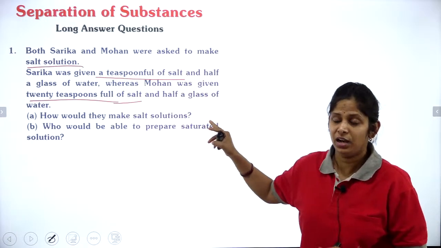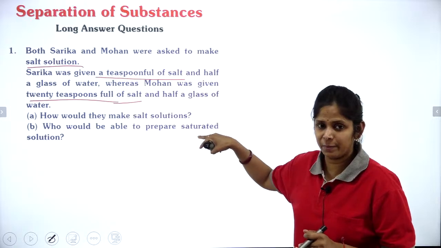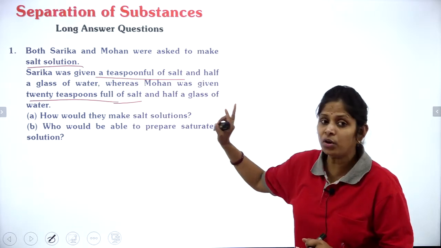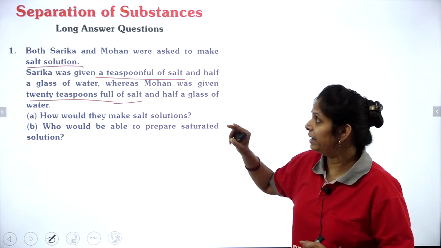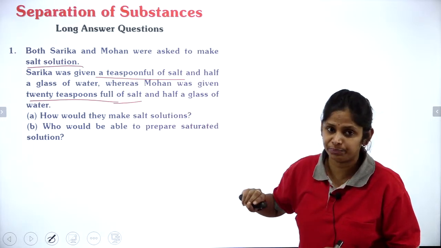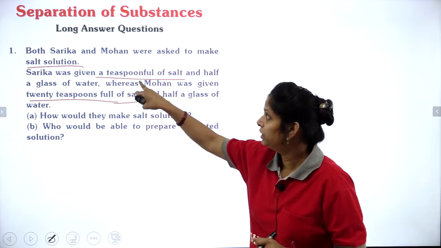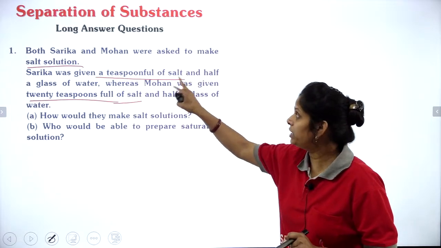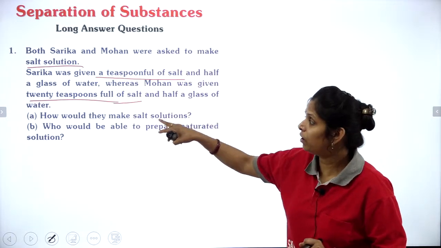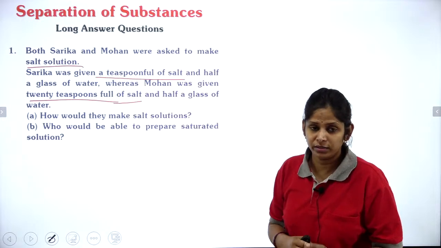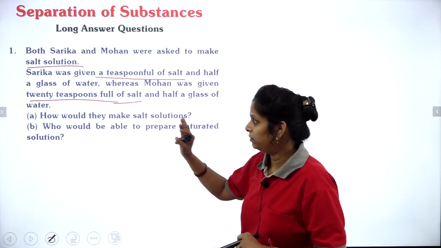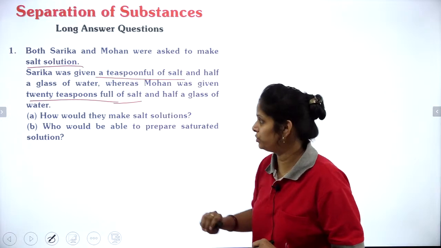So you can see here the quantity of water is similar, half a glass of water for Sarika, half a glass of water for Mohan, but there is a difference in quantity of salt. Sarika got 1 teaspoon, sorry, not sugar, it is salt, 1 teaspoon salt, but Mohan got 20 teaspoon salt. There is a very big difference now. Now you have to give a reply to these two questions.